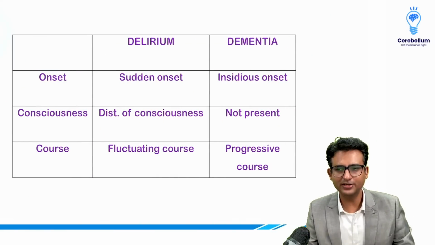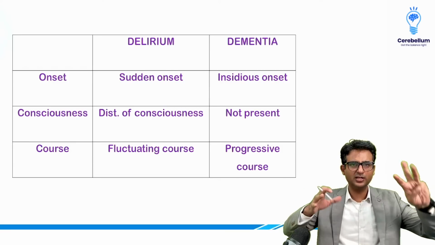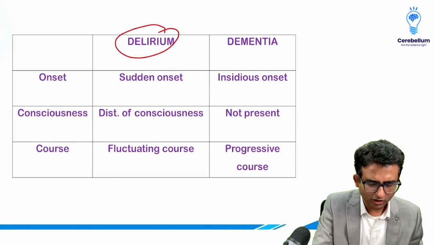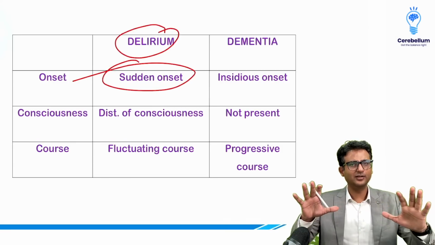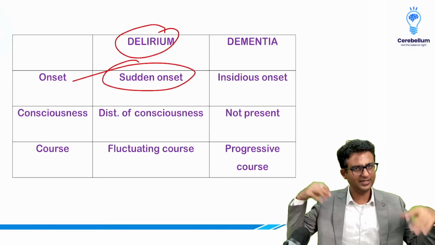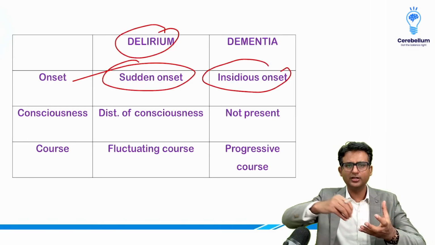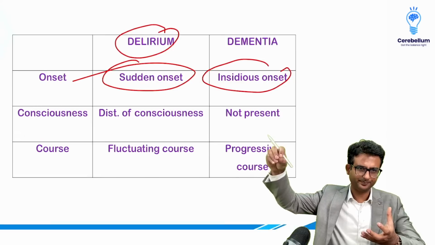Difference between delirium and dementia. 3 points we have to remember. You don't have to remember the big tables. Delirium is always sudden. The patient is fine, no psychiatric illness, everything is good, and suddenly something happens and goes into delirium. Dementia develops very slowly over years or months.